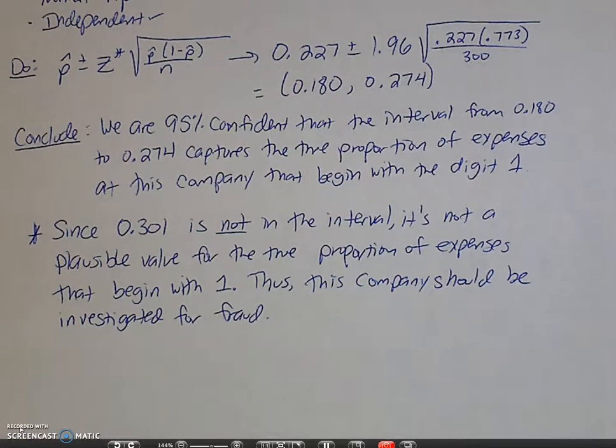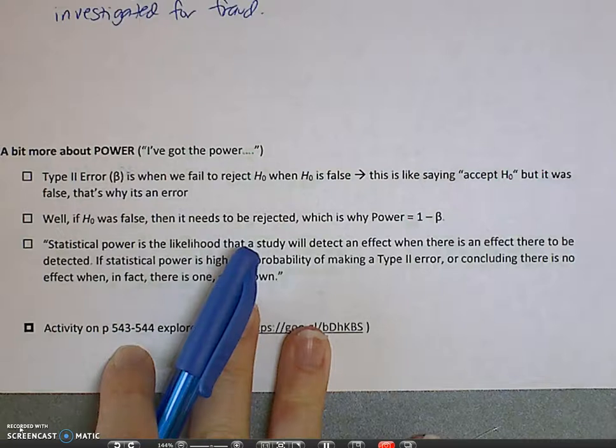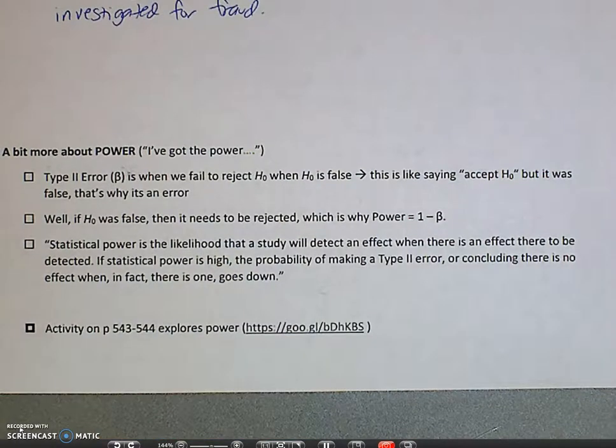Okay? Now, I told you I'd talk a little bit more about power, so in our last minute or so, just to remind us, the chance of making a type 2 error, which is beta, right, is when we fail to reject the null when it's false. So that's like saying we accept it, but it was false, so that's why there's an error there. Well, if your null is false, then it needs to be rejected, which is why power is 1 minus beta.